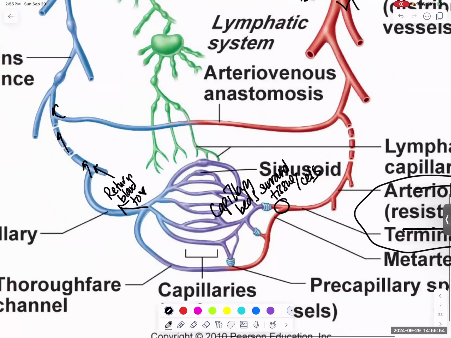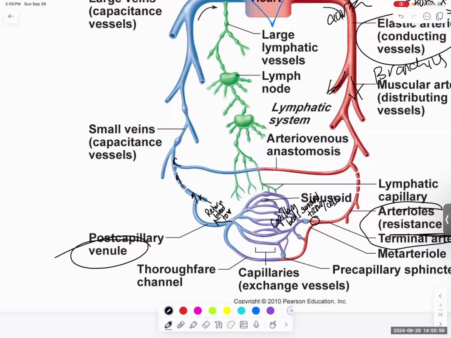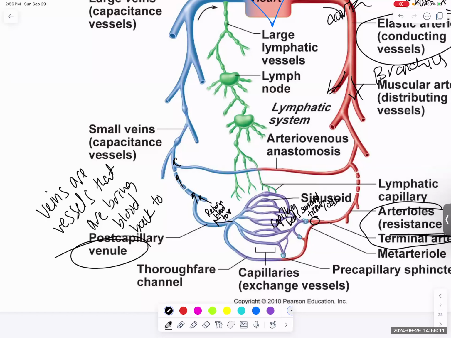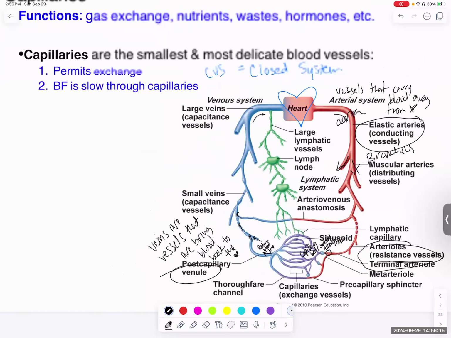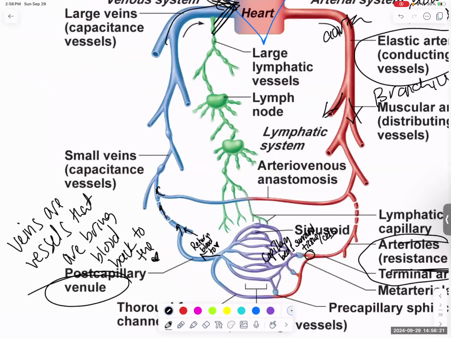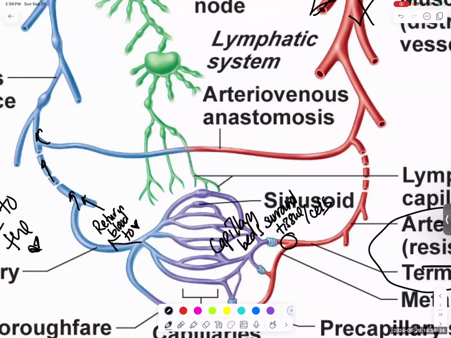And now we are just arbitrarily calling these vessels veins. Veins are vessels that are bringing blood back to the heart. But it's a closed system because that same blood comes on back to the heart. Here is where you have exchange.